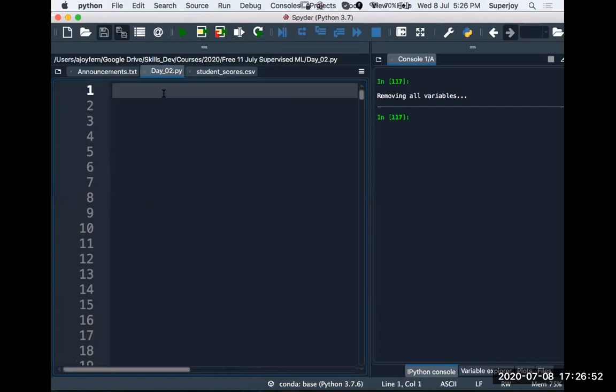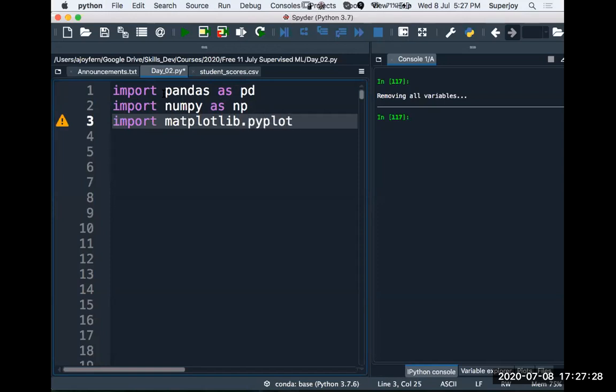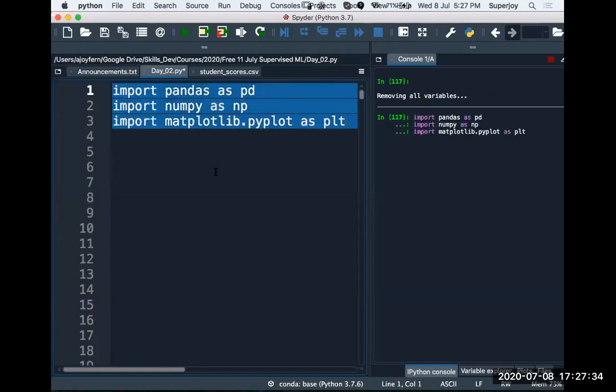Already created a file. Okay, to start with, always import the libraries that you want to have. So what are the three libraries that we always use, guys? Pandas, NumPy, and Matplotlib. So let's import Pandas as PD, import NumPy as NP. And what was the third library? Matplotlib, right? So import matplotlib.pyplot as PLT. So these are the three libraries.